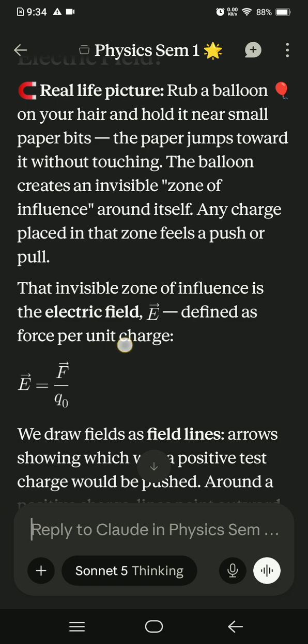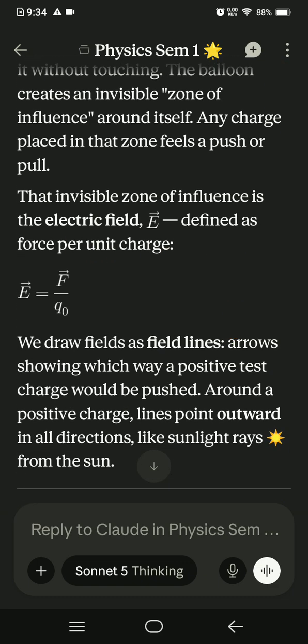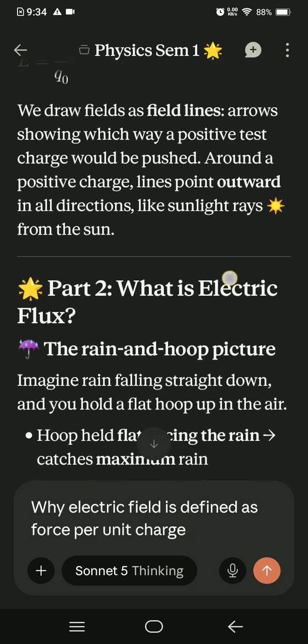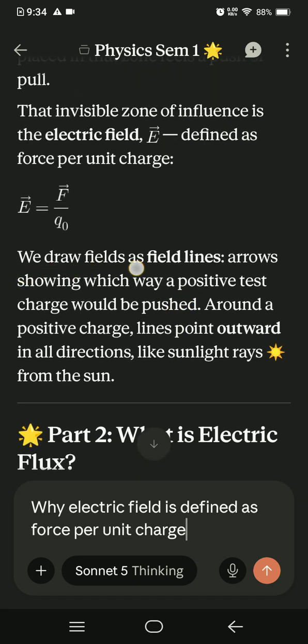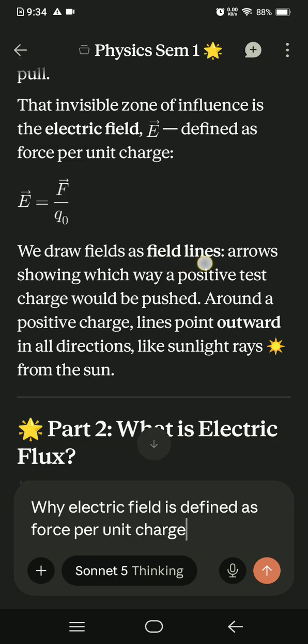But why is electric field defined as force per unit charge? Anyway, so we draw fields as field lines, arrows showing which way a positive charge would be pushed. Around a positive charge, lines point outwards in all directions like sun rays from the sun.